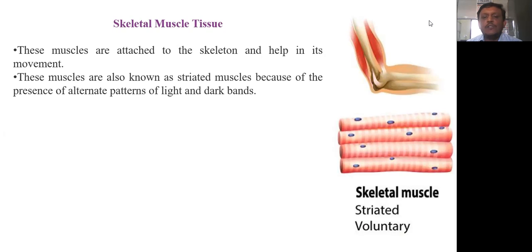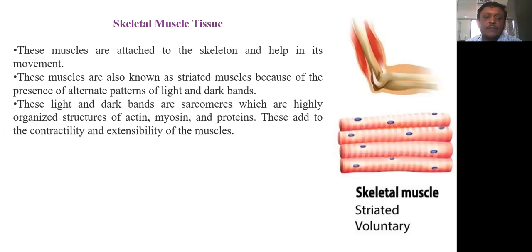These muscles are also known as striated muscles because of the presence of alternate dark and light bands. So in the second diagram here we can see there are alternate dark band, light band, dark band, light band. So these are the striations which are present on the muscle fiber. So hence these muscles are said to be the striated muscles because they have a dark and light band pattern on their surface. The light and dark bands are sarcomeres.